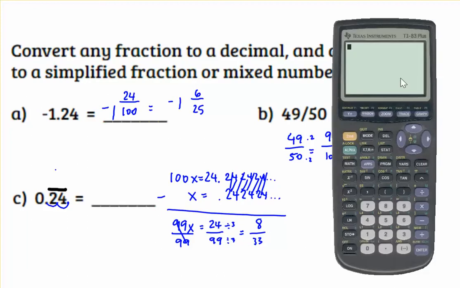And now what's really cool is we can actually check to make sure that it works. So 8 divided by 33, when I hit enter, look what I get, 0.24, 24, 24, 24, and on and on. So we've done it right.